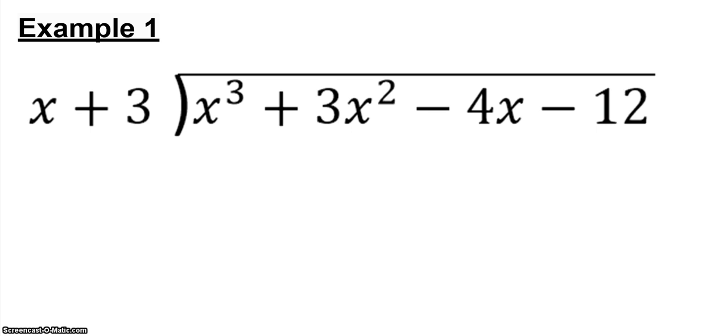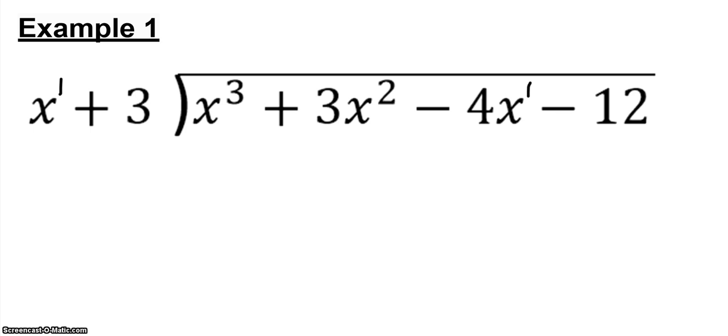We want to make sure that our dividend, x to the third plus 3x squared minus 4x minus 12, is in descending degree order. So x to the third power, x to the second power, x to the first power, and no x's at the end. Same thing with our divisor, x plus 3. We want to put that in descending degree order. So x to the first power right here, and no x's.